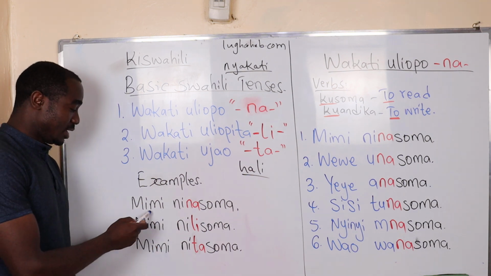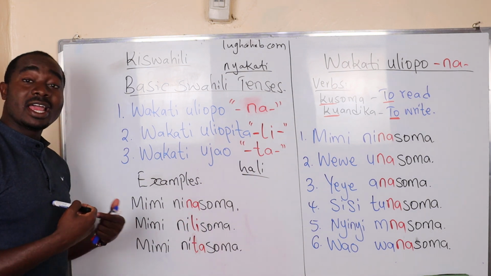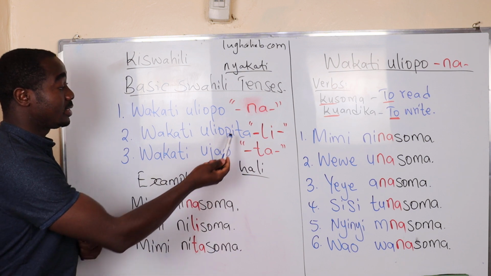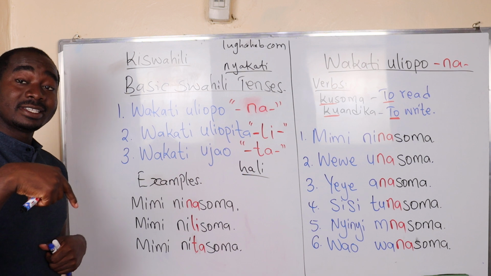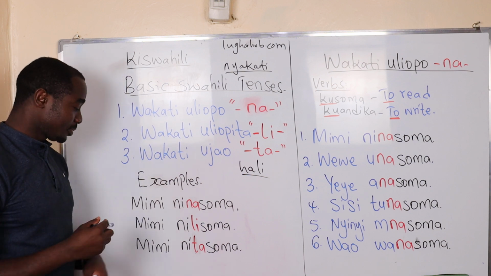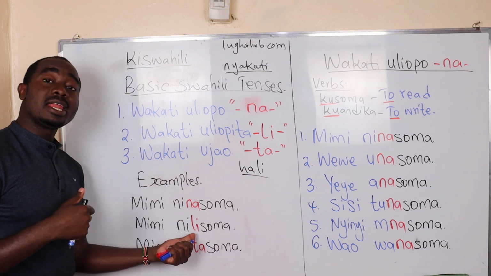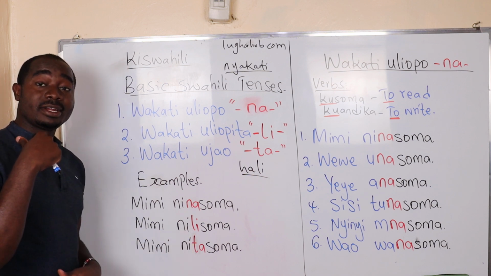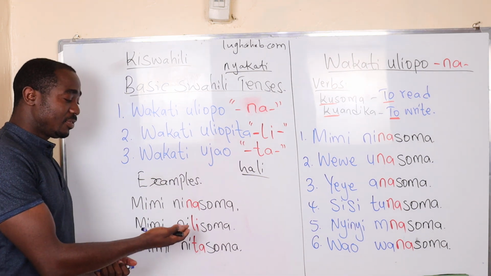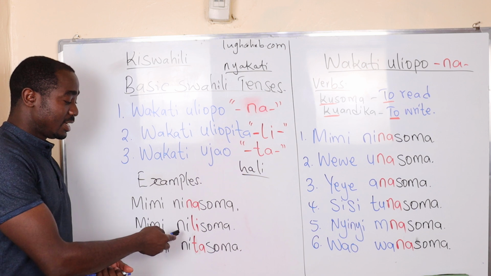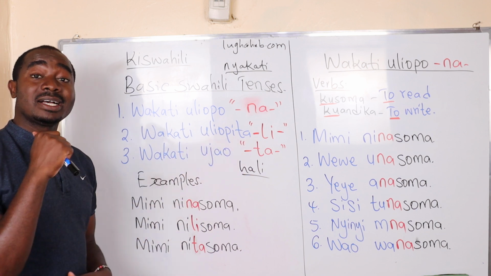So we have the first one here. Mimi ninasoma. This means I am reading. It's wakati uliopo, present tense. Sawa? Mimi nilisoma. I read. Is this present tense, future tense, or past tense? Nilisoma. Wakati uliopita, past tense.